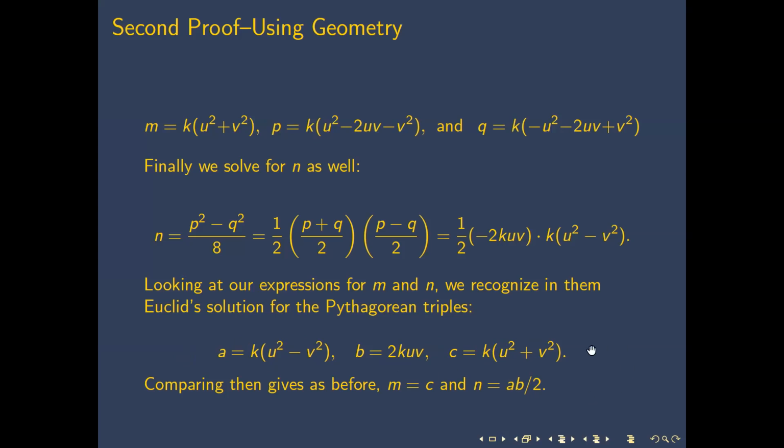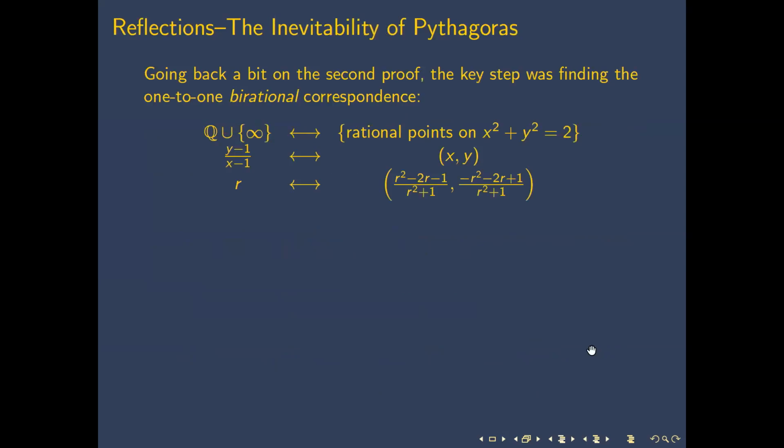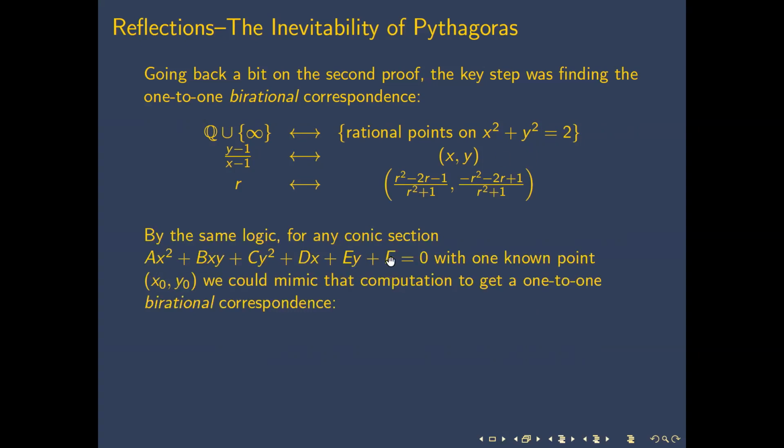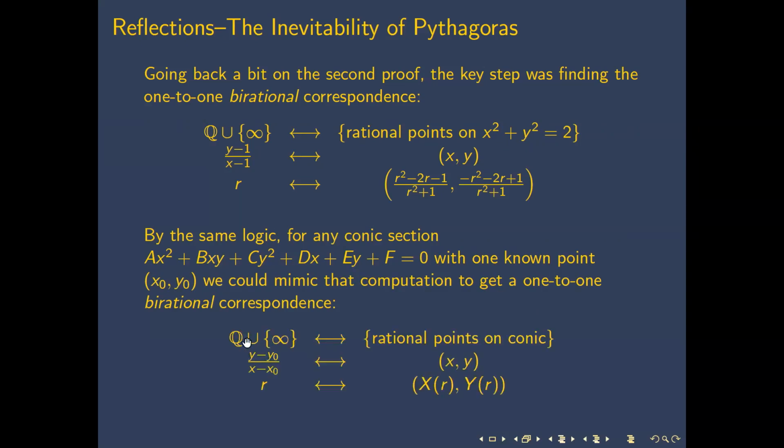Okay, so let's go back and think about that second proof a bit more. The main step was finding that one-to-one birational correspondence where rational numbers corresponded to rational points on the circle. If you think about how we did that, the circle really wasn't involved. I mean, we could have had any quadratic equation here. So if we took any conic section with rational coefficients and we have one rational point, then we could go through that exact same process and get a one-to-one birational correspondence where points on the conic correspond to rational numbers.